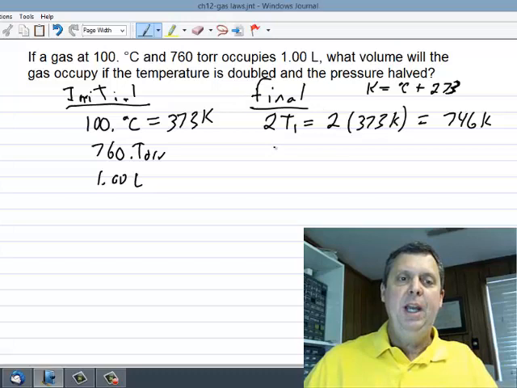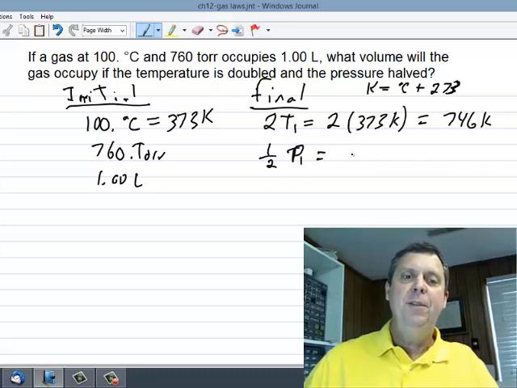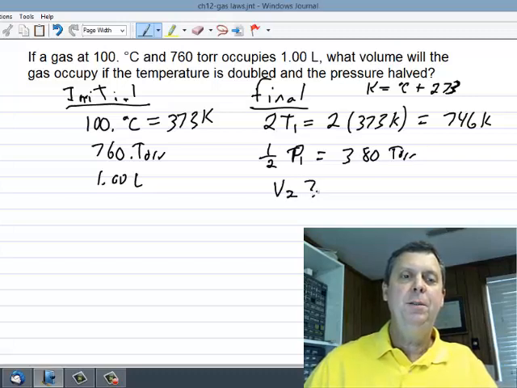And it says the pressure is halved. So our final pressure is going to be 1/2 of our initial pressure, P1. So half of 760 is going to be 380 torr. And our final volume, we don't know. That's what we're trying to find.